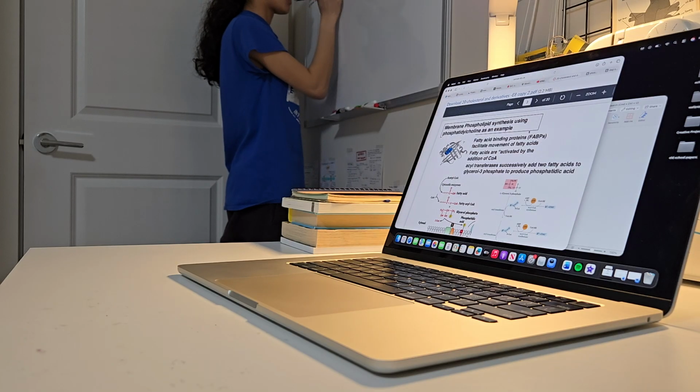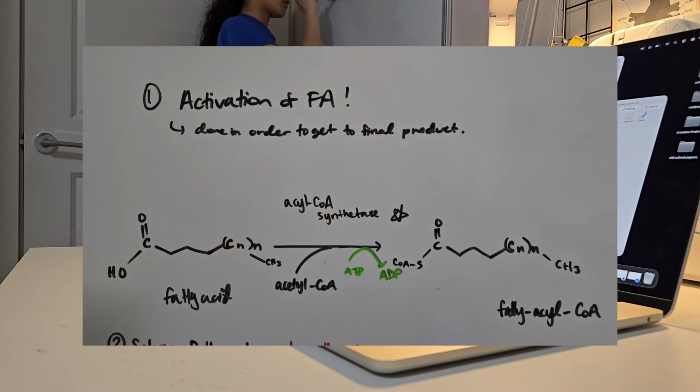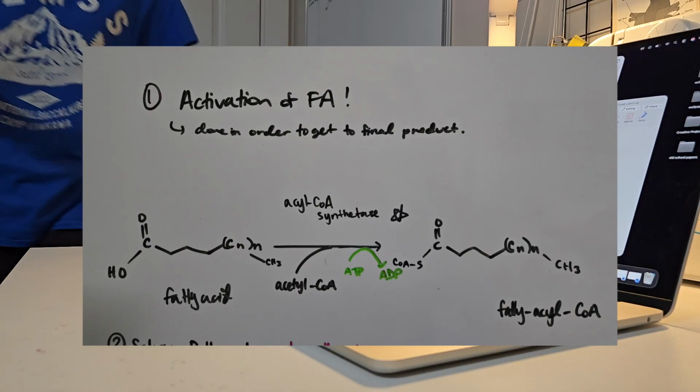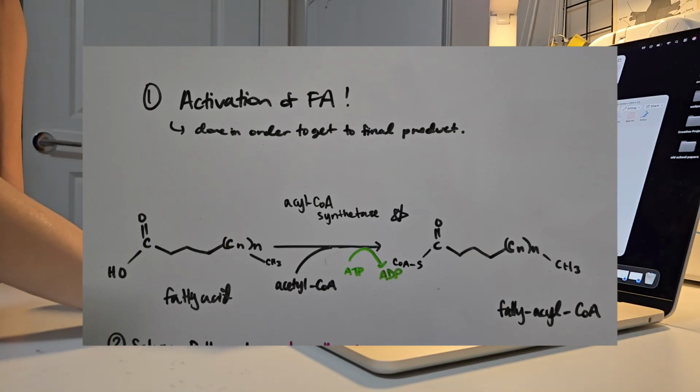Okay, so first thing to tackle on the game plan is the activation of fatty acids. This is done in order to get to our final product, because if we don't have an activated fatty acid, it's not going to react. With fatty acids, it's all long hydrocarbon chains or alkyl chains. So because of this, we need to activate it and make it ready to react with other substrates. When we do this, we increase the reactivity of the fatty acid.